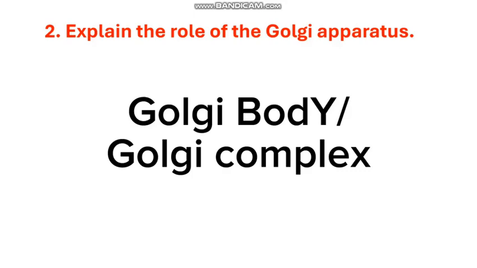We now move on to our question 2. So here is our question 2. The question reads, explain the role of the Golgi apparatus. As you have seen, we are able to identify the Golgi apparatus. So what is its role? One thing we must know is that the Golgi apparatus is also known as the Golgi body, or the Golgi complex, because it is a very important organelle that is found in most eukaryotic cells. So what is its main role now?